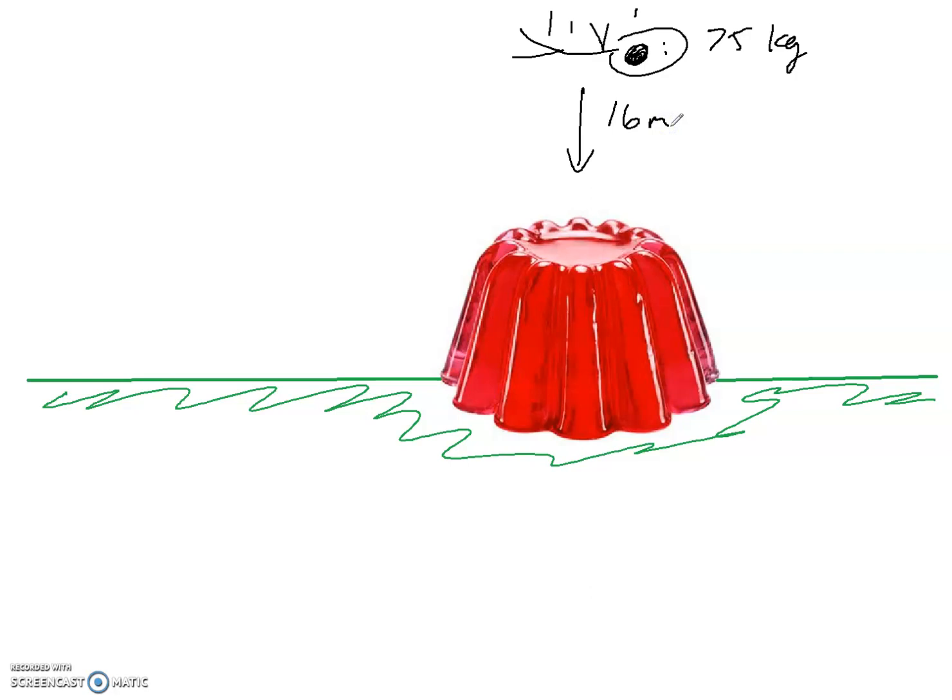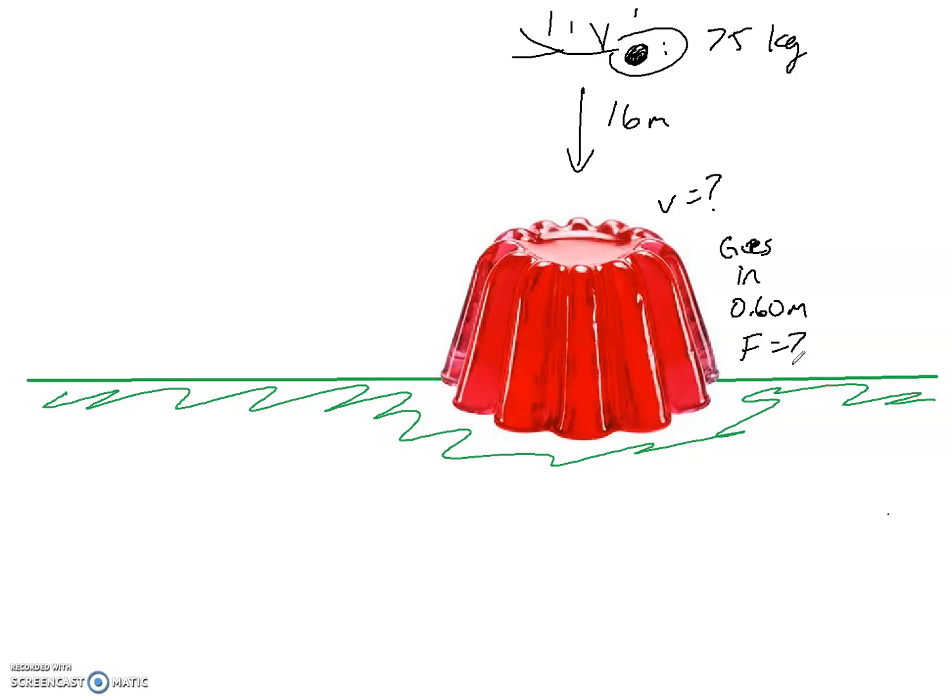So we're going to find out a couple things. First of all, we are going to find out how fast he is going when he actually hits the jello. And the second thing we're going to find is, let's say he goes into the jello 60 centimeters or 0.6 meters. So what force actually stopped him when he hit the jello? Okay, well, let's see if we can piece things together.